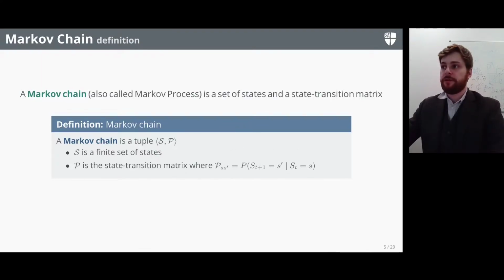So we've also already briefly touched on what a Markov chain is. A Markov chain, also called a Markov process, is simply the labels of your states, or a set of states, and also these transition probabilities, this matrix here, if you like. Formally, it's a finite set of states, where P is the state transition matrix, and we've already looked at that equation, which captures the probability of transitioning between the states.